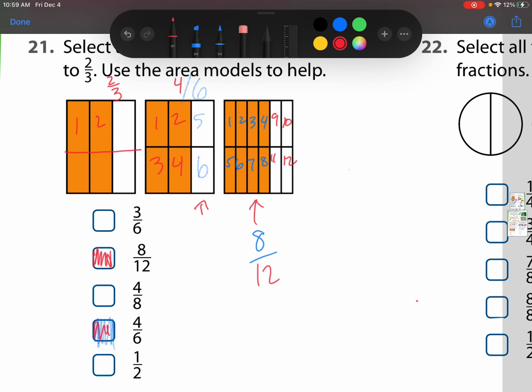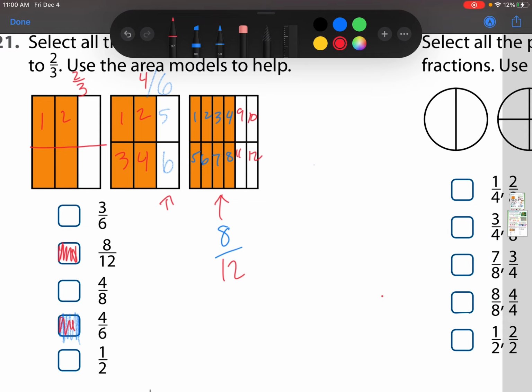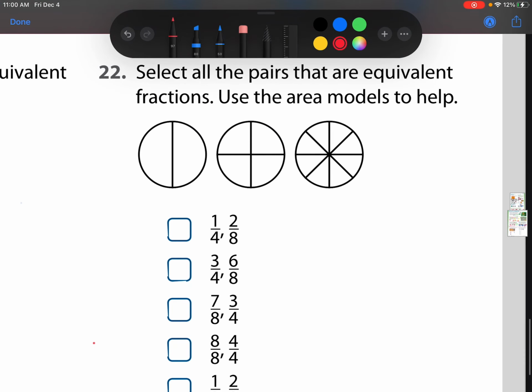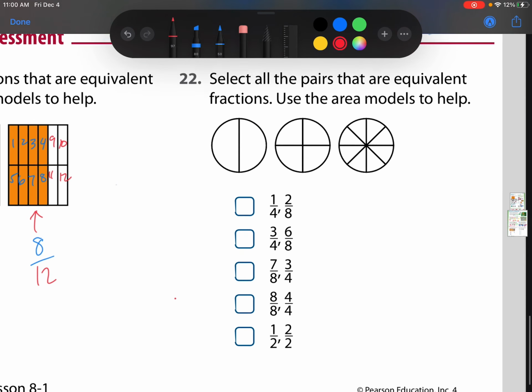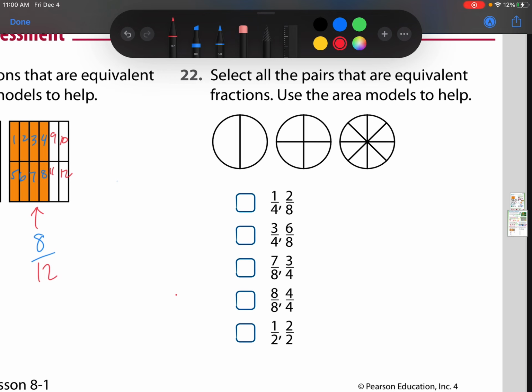So what do you think? Is that all of our answers? You said yes, you are correct. Now our next one says 22. Select the pairs that are equivalent fractions. Use the area models to help. Now they didn't fill in any of these for us. It's going to be up to us.